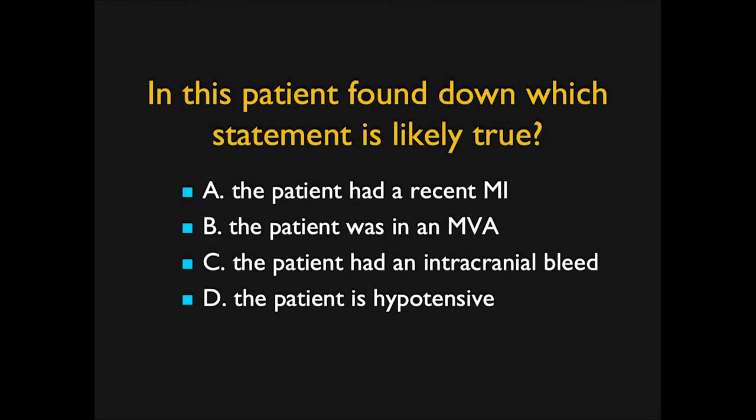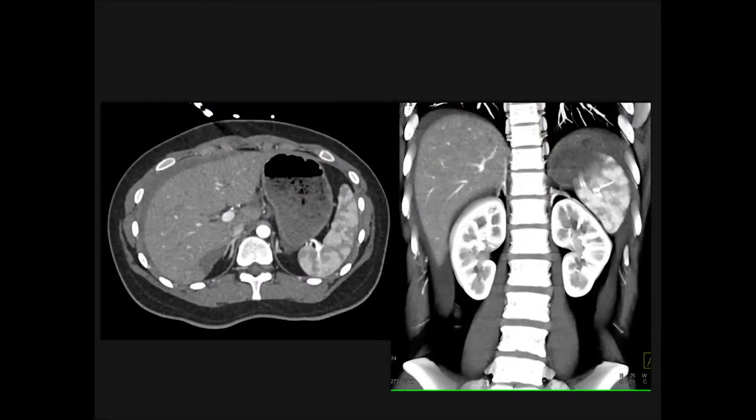This patient was found down, and I am asking what statement is true. If you look at the images, you see fluid in the abdomen, which is blood, but the key finding is look at the adrenal glands on axial and coronal. That adrenal is bright. The patient is hypotensive. So the patient had a recent MI. I can't tell you that, but it could be.